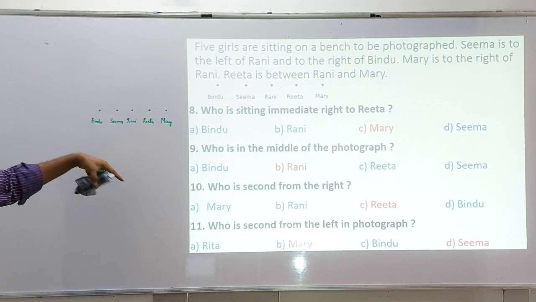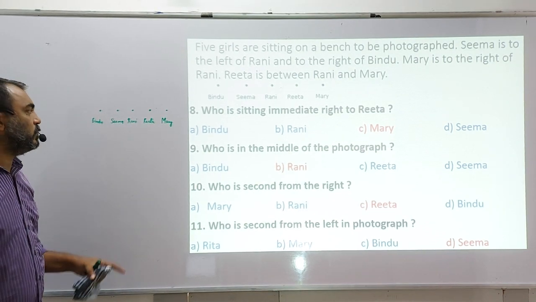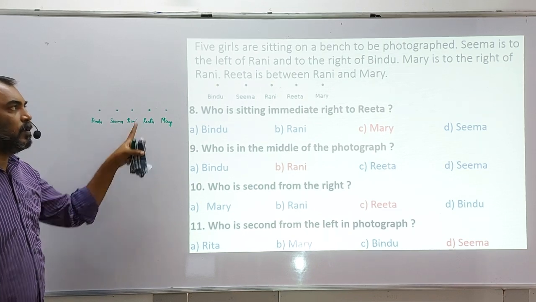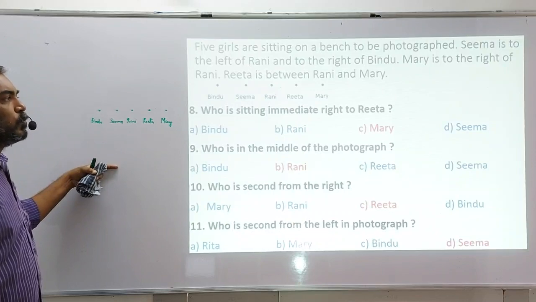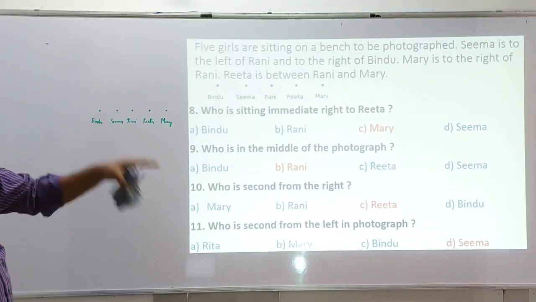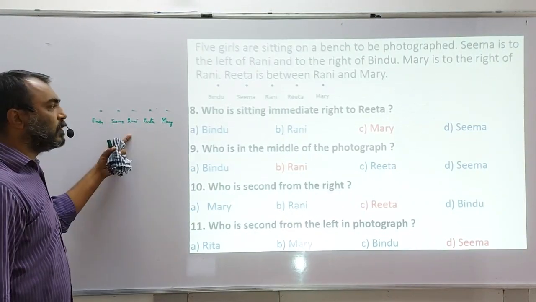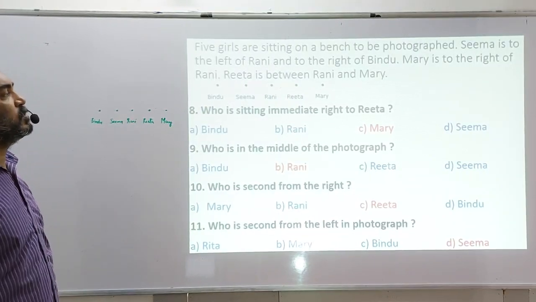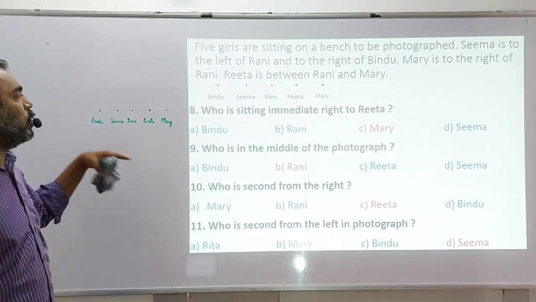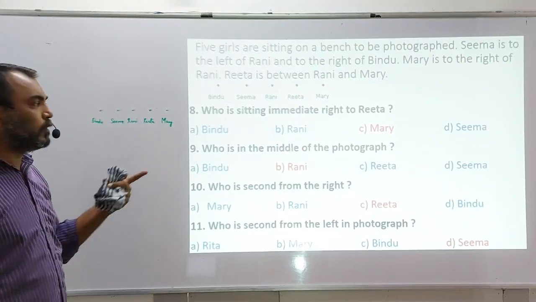Now that is elimination. What does elimination mean? First you begin something, but you see it is not matching. So eliminate that, go to the new position. If that is working, fine. If it is not working, eliminate that, go to a new position. So this is what is to be done in questions like this. You have to keep on drawing, erasing, drawing.